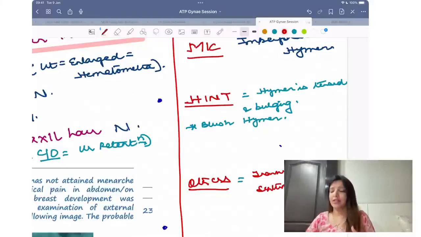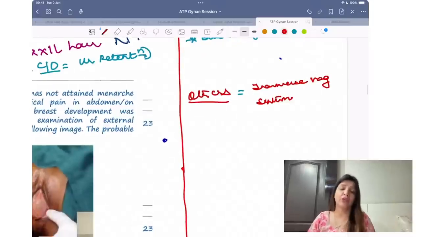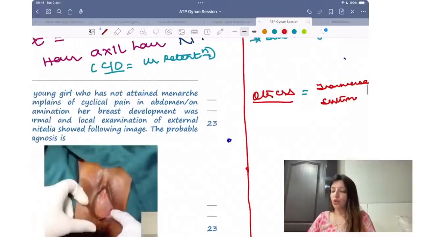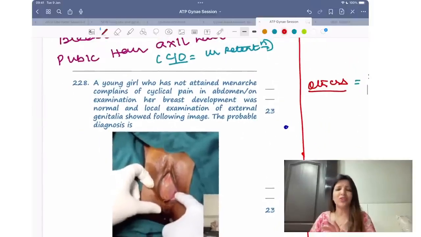In transverse vaginal septum, you will never have a bluish hymen. You will never have a tensed bulging hymen. Okay? So look at the question which is asked, and these questions are asked so many times in your papers as well.